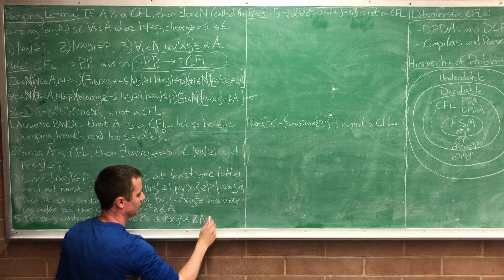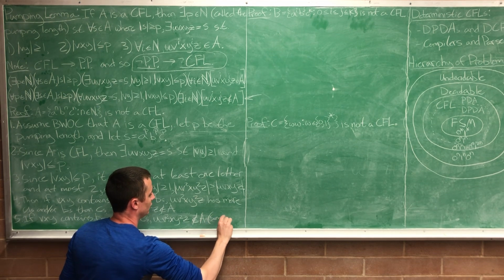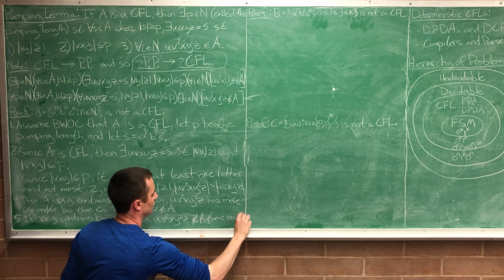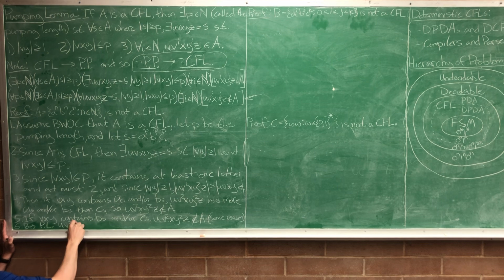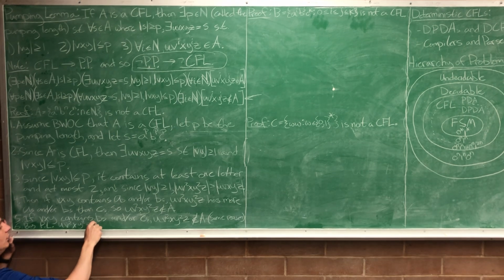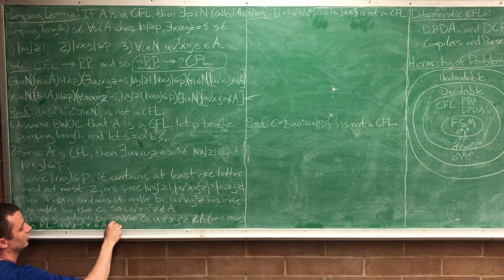Is not in A, same reason. Right? If it has more B's and/or C's, or if vxy contains B's and/or C's, it's going to have more B's and/or C's than A's. And so it won't be in A. 6. By the pumping lemma, uv squared xy squared z is in A, contradiction. And so we're done.